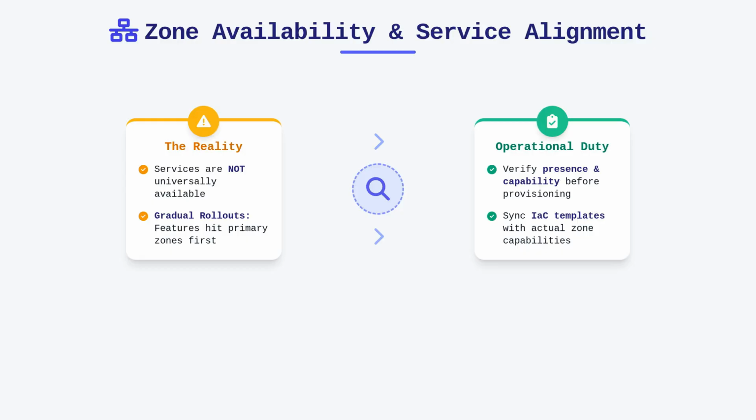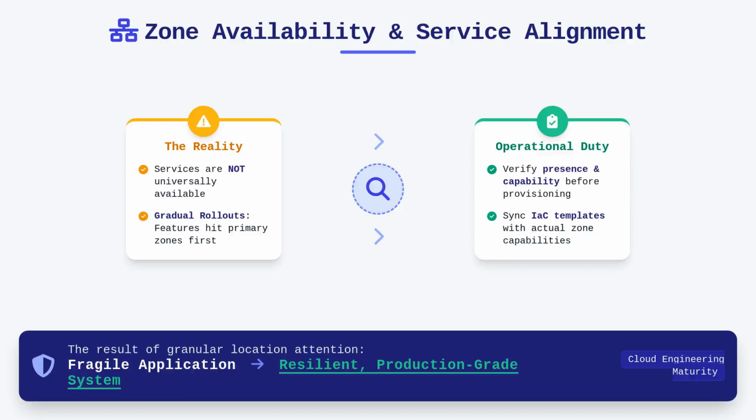Keeping your configuration scripts and infrastructure as code templates synchronized with the actual zone-specific capabilities is a hallmark of a mature cloud engineering practice. This granular attention to the location of your resources is what separates a fragile application from a resilient, production-grade system.